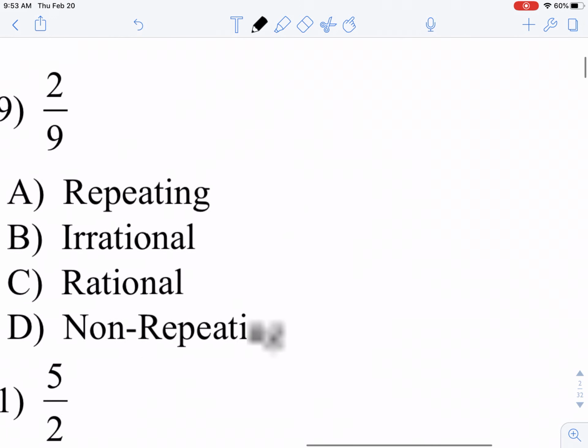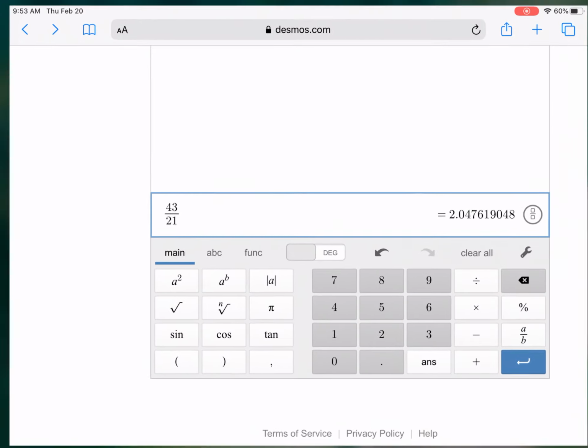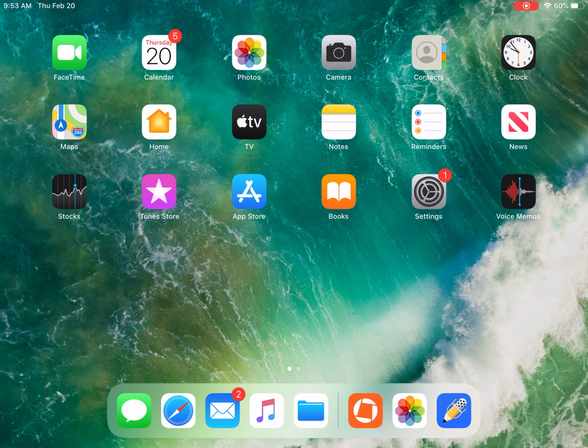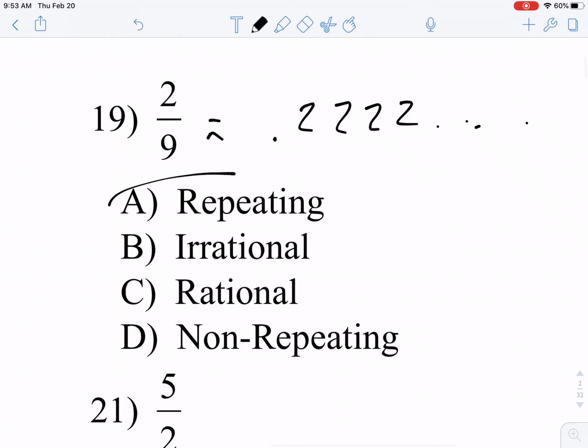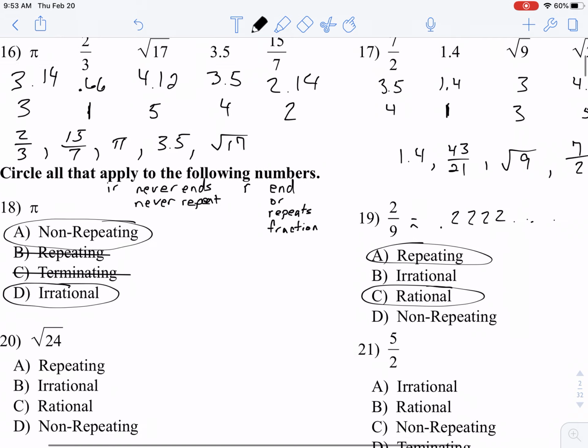Looking at number 19, we got 2/9. And so here's what I know about 2/9: it's 0.22222 repeating forever. And if you're not sure, you can always use a calculator. 2 divided by 9 ends up being 2222 forever. Once you know that, you can say, okay, we definitely know that it repeats. And because it repeats, that automatically makes it a rational number. I also said all fractions were rational numbers, so we know right away it's a rational number.